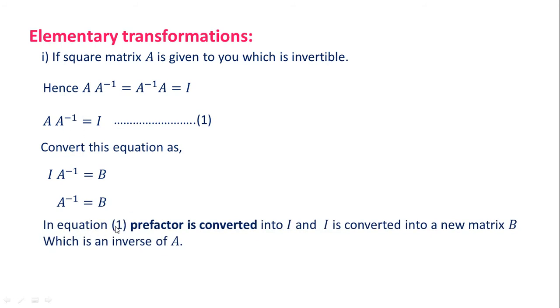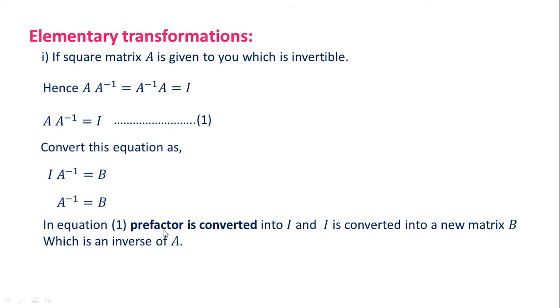Now in this case what happens? So in equation 1, prefactor is converted into I. See, A is what? A is prefactor. A is converted into I, and on the right hand side I is converted into a new matrix B. So prefactor is converted. Remember, I have given in bold letter, prefactor is converted. So that new matrix B is called as inverse of A.